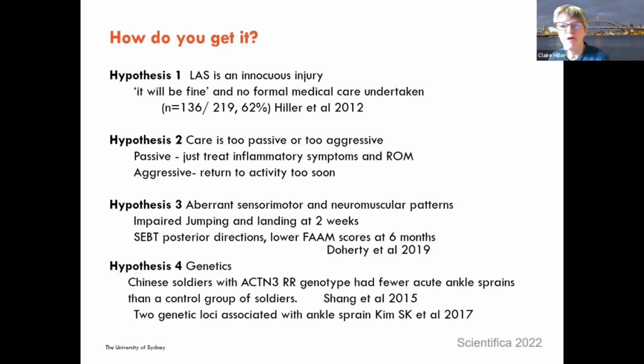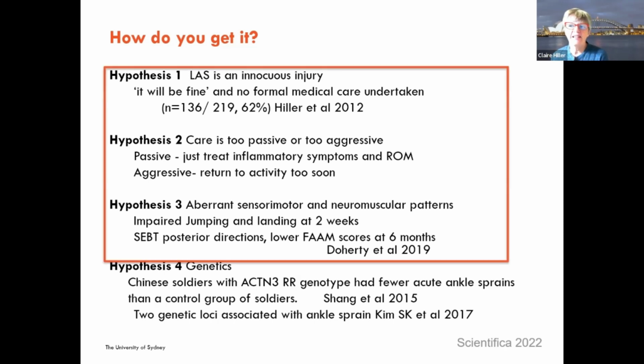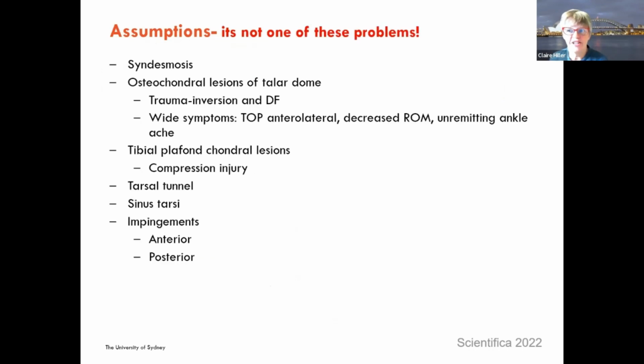And the fourth hypothesis is genetics, which there's more and more research coming out about. The things that we can deal with in the rehabilitation space are the first three. I'm just going to say here that I'm making the assumption as I go on through this talk that you have ruled out anything else being the problem with your patient who's in front of you.